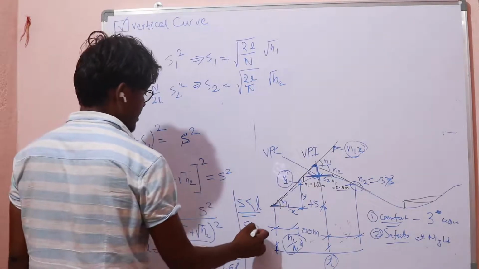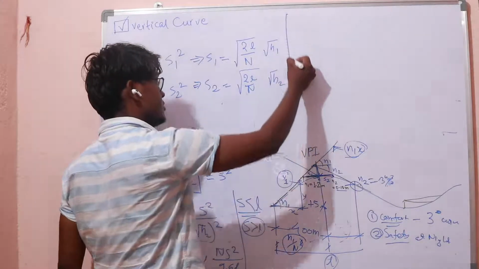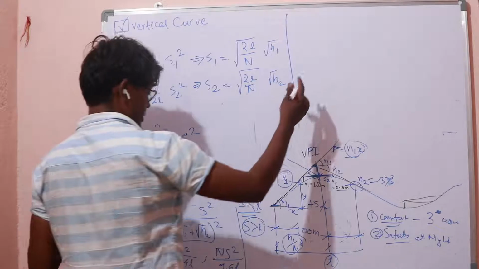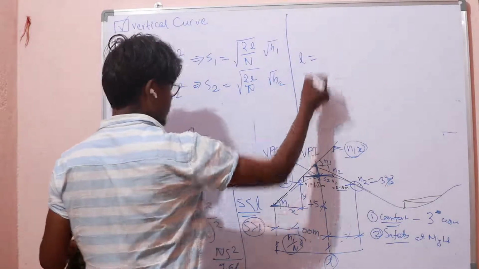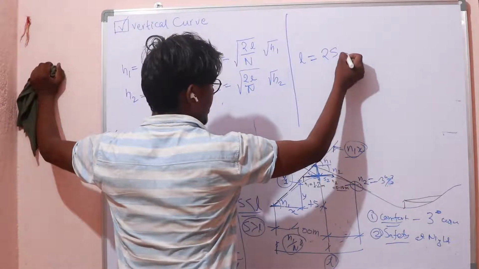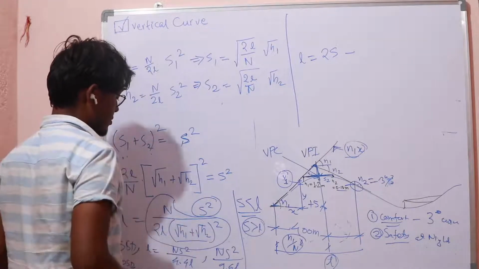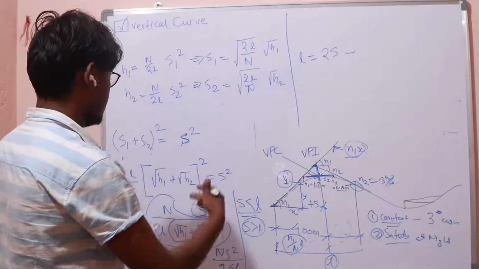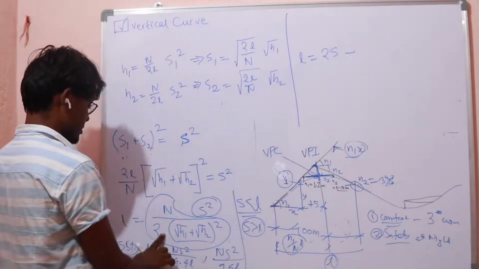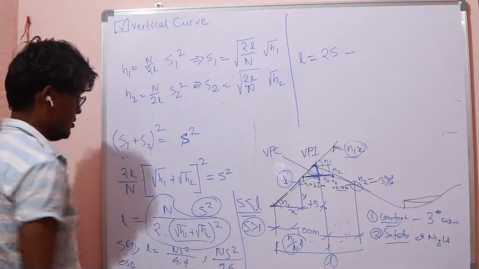What happens when S is greater than the length of the curve? In that case, the derivation is somewhat difficult, but we'll use a trick. L equals 2S minus the reciprocal of that remaining part.